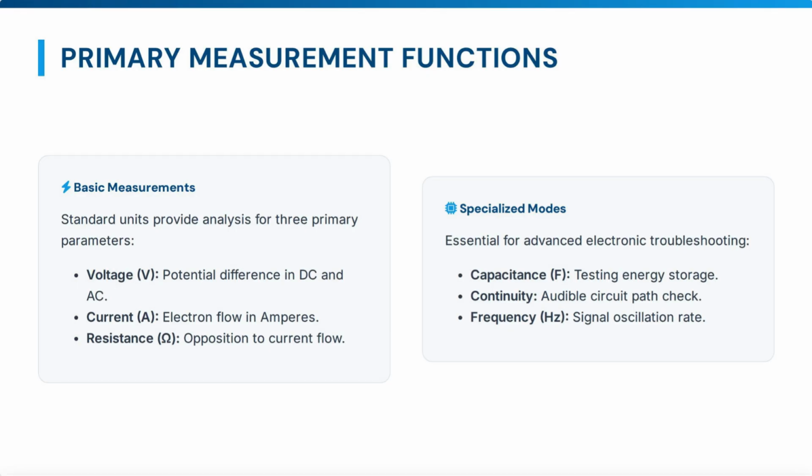Voltage, V, measures potential difference in both DC and AC circuits. Current, A, measures electron flow in amperes. Resistance, omega, measures opposition to current flow.